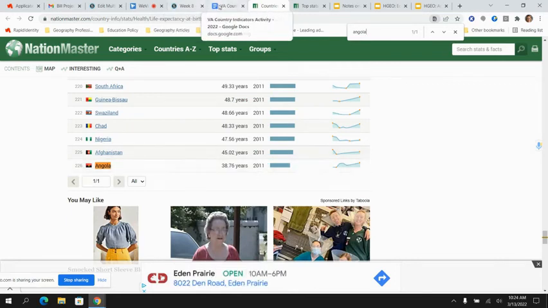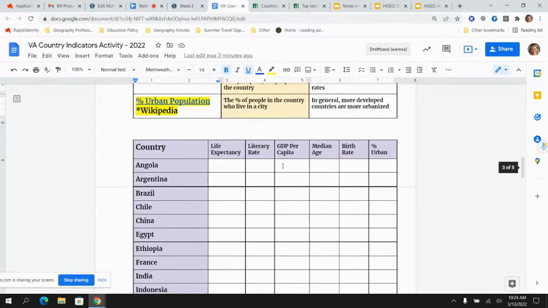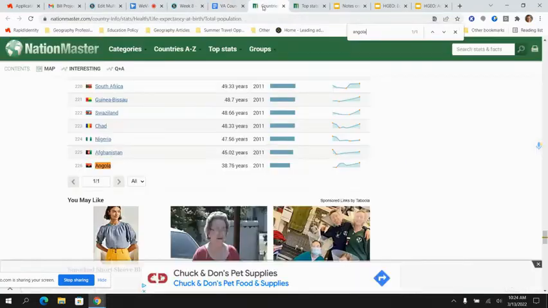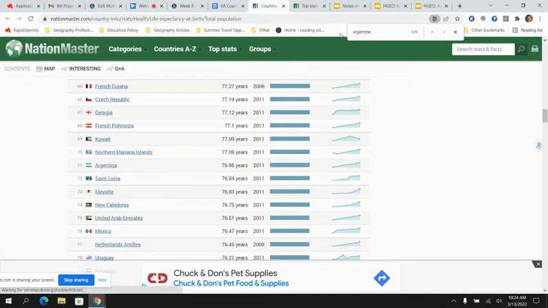So you're going to come over here. You're going to go down here. You're going to go life expectancy Angola. You're going to write 38. You don't need to put the points in. 38 is just fine. And then I'm going to go back here, right? So I'm going to now search my second country, Argentina. And I'm going to see that they have a life expectancy of 76 years.